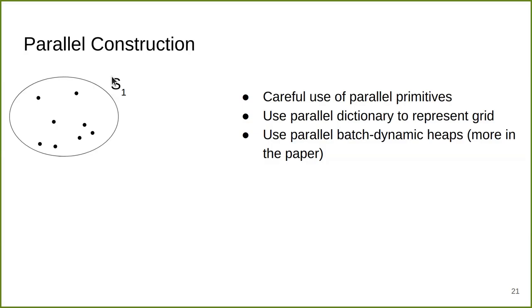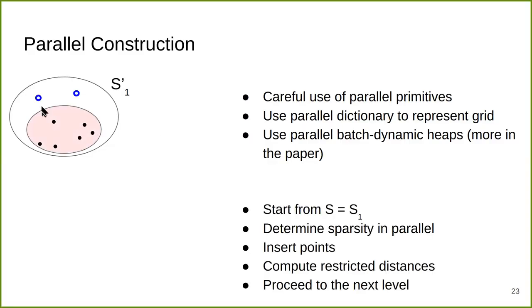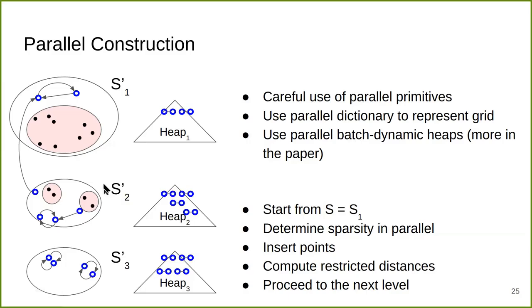And for the construction, we start with S1, and we first construct a grid data structure using the dictionary in parallel for all the points in S1. And for each of the points independently, we check its sparsity. So specifically, these 2 points are sparse. And for the sparse points, again, independently in parallel, we compute their restricted distance, after which we use a batch insertion into our parallel batch dynamic heap. And the denser region of these points gets processed again in the next level. The process is similar, so I'm going to skip that.